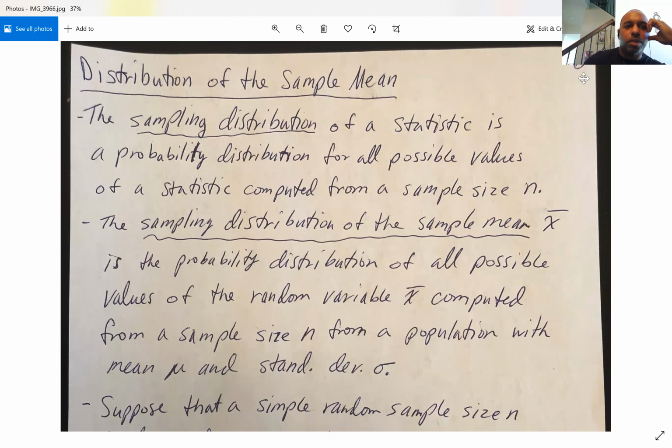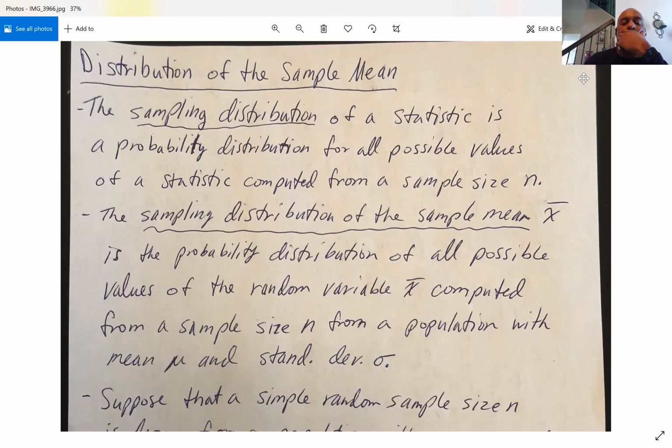So this is 8.1, distribution of the sample mean. May do 8.2 today, may not. But in chapter 8, it's only 2 sections, 8.1 and 8.2. So 8.1, distribution of the sample mean. The sampling distribution of a statistic is a probability distribution for all possible values of a statistic computed by a sample size of n.